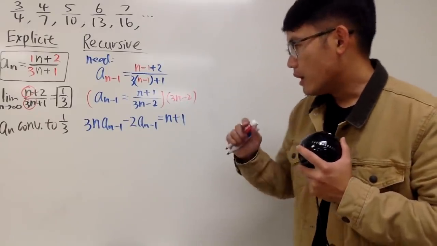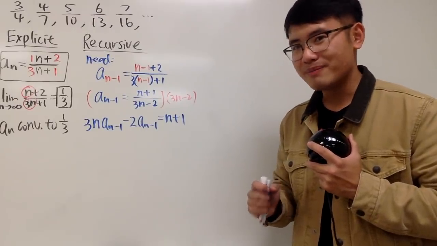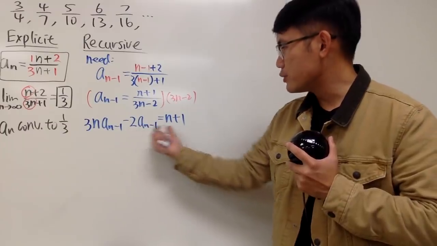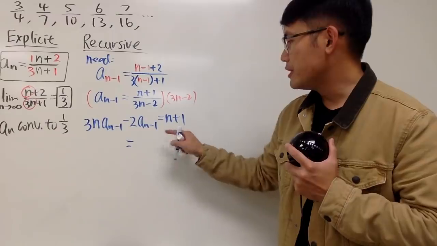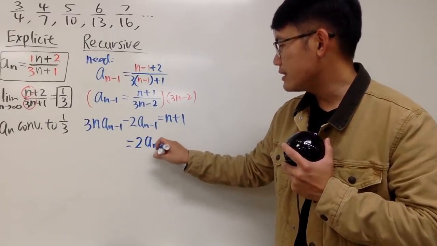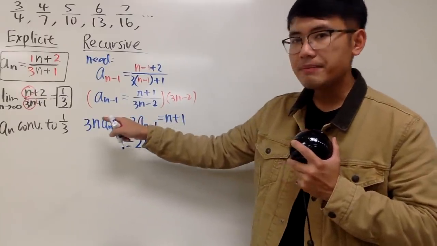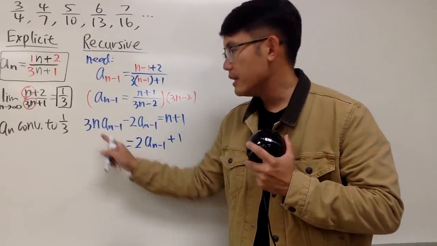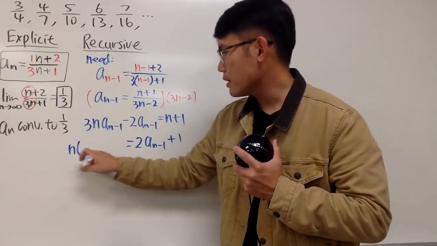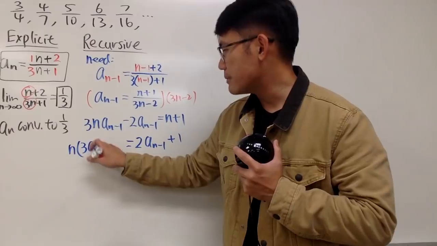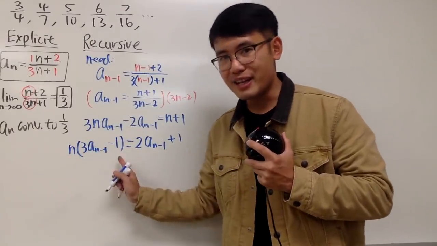And now, our goal is to get the n by itself, n in terms of an minus 1. I'm going to just move this to the other side and move this to the other side. So when I move this to the other side, we have 2an minus 1 and then plus 1. And when we move this to the other side, it becomes negative n. And this has n, that also has n. That's a factor of the n. And then here we will have 3 times an minus 1 minus 1 because we need the minus n.